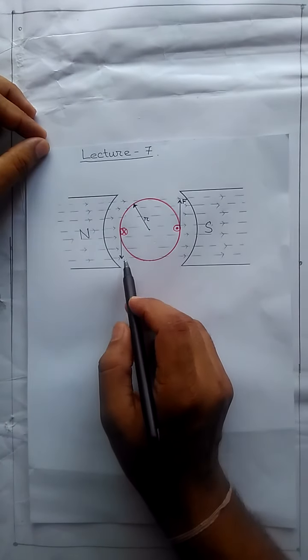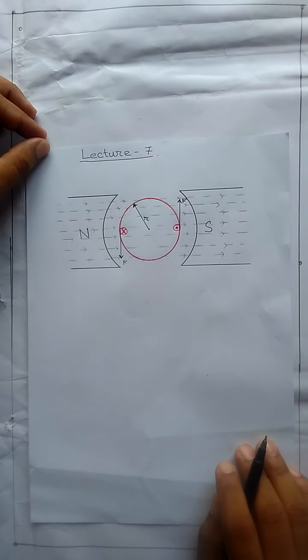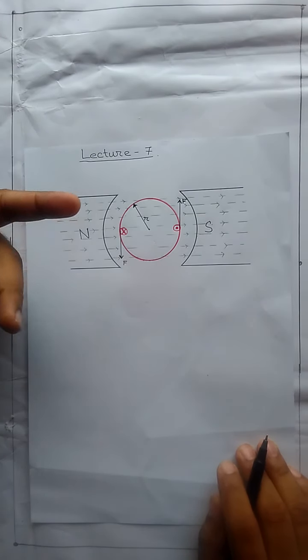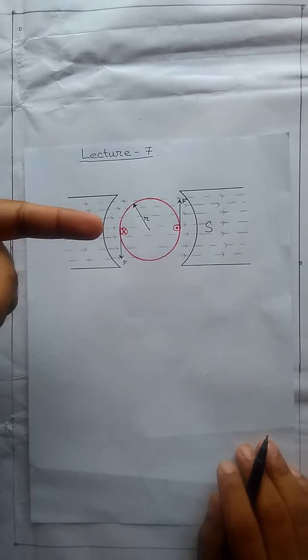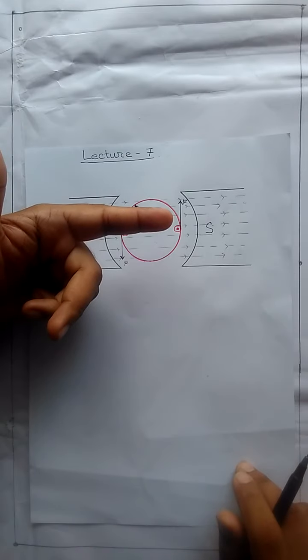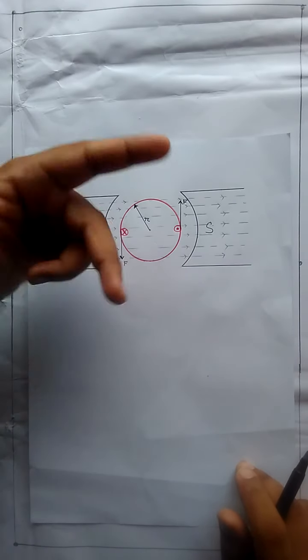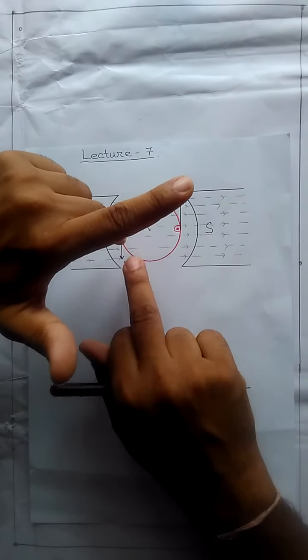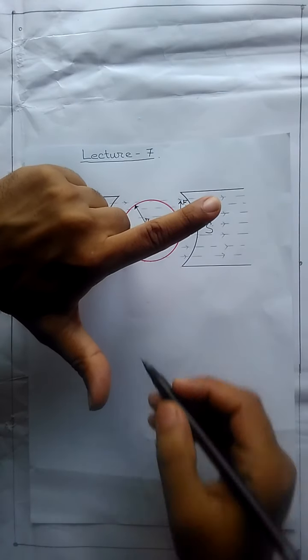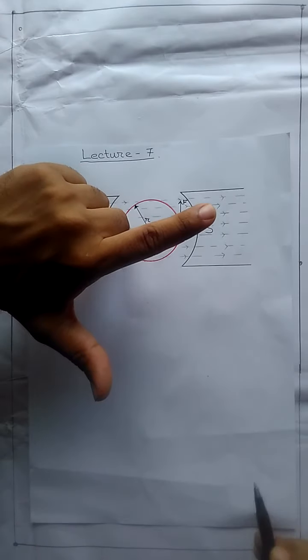So the force that is experienced here can be obtained, the direction of this force can be obtained using Fleming left hand rule. If you apply Fleming left hand rule, then the first finger gives the direction of the field, this finger, the second finger, gives you the direction of current, and the thumb gives you the direction of force. So the force is in this direction.